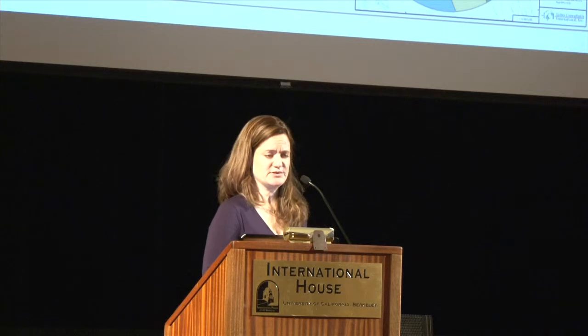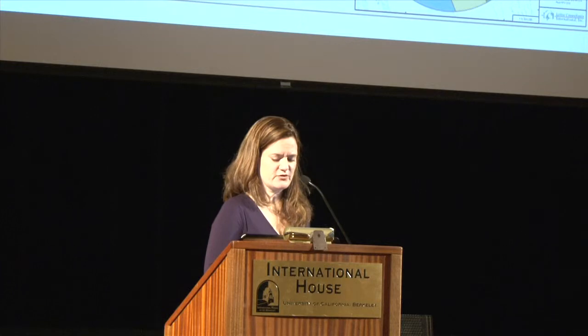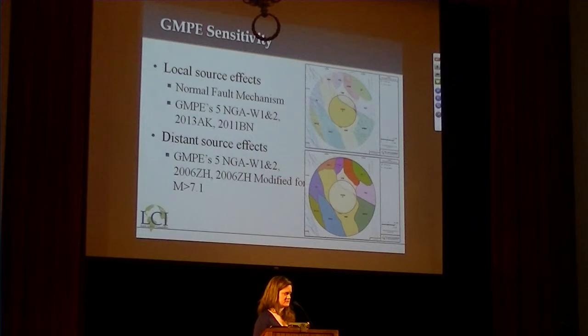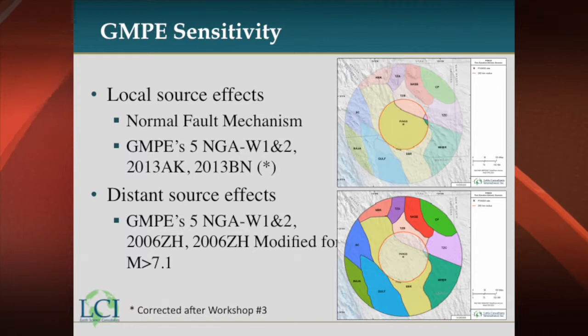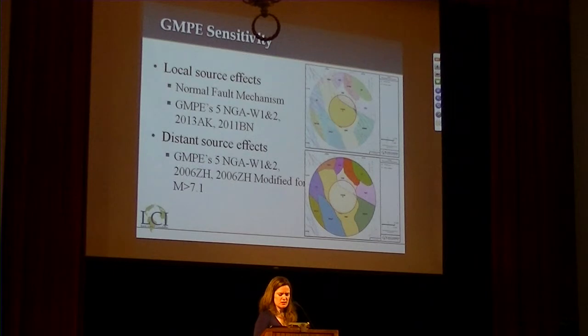The GMPE sensitivity was also performed for the distant source effects, between 200 and 400 kilometers of the site. They used the same models except that the ACCR and the Bindi were not included, as they weren't deemed to be good out to those distances. And the 2006 ZAO model and 2006 modified ZAO model were used, modified so that all magnitudes greater than 7.1 were constrained to 7.1 for ground motion effects. So I'm going to be showing the results here.